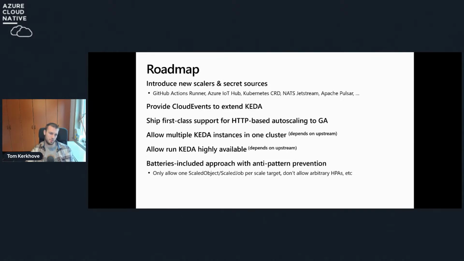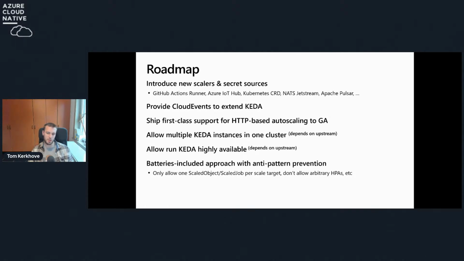Another thing we want to do is make our HTTP add-on GA, which is now in beta. And we want to deploy multiple KEDA installations in one cluster, which is not supported. There are valid reasons why you would want to do it, but we need to work with upstream to get rid of that limitation first. And the same for running KEDA highly available. So you can do it somewhat highly available, but there's only one active instance.